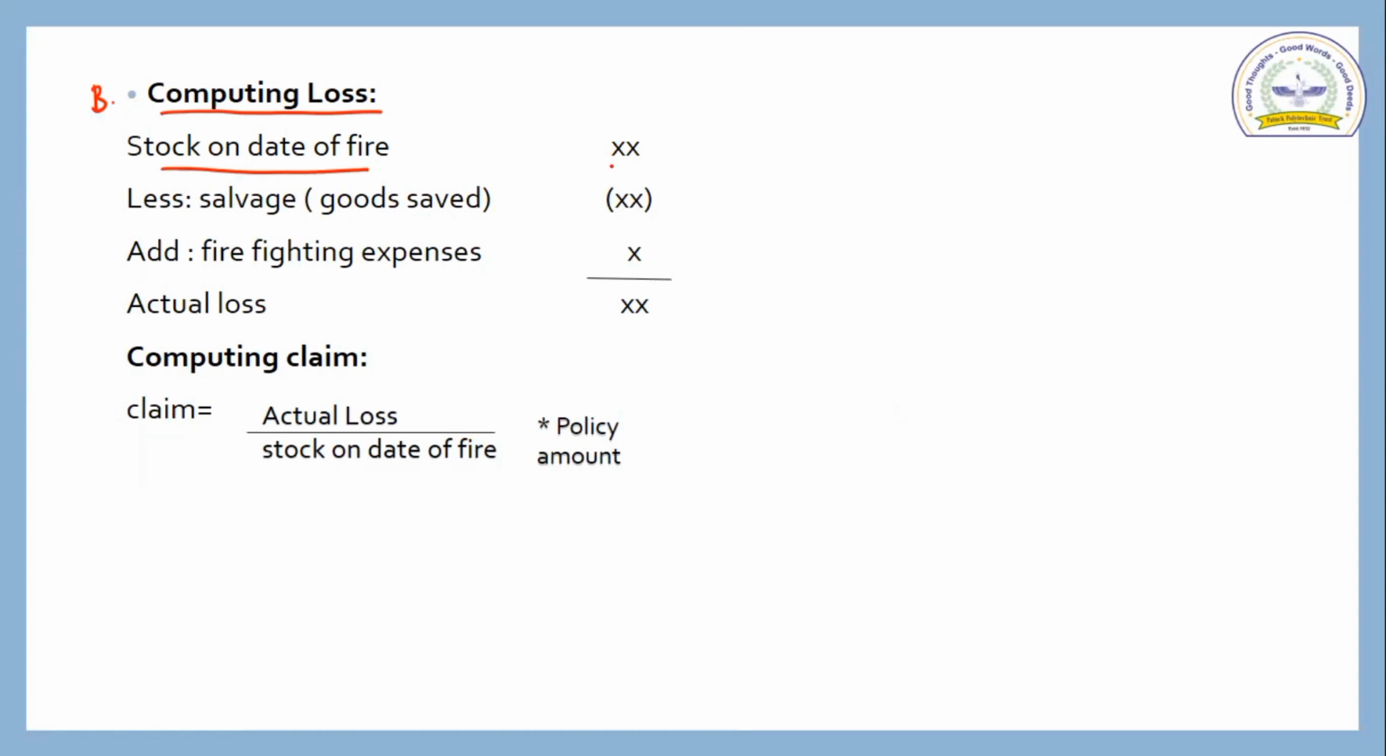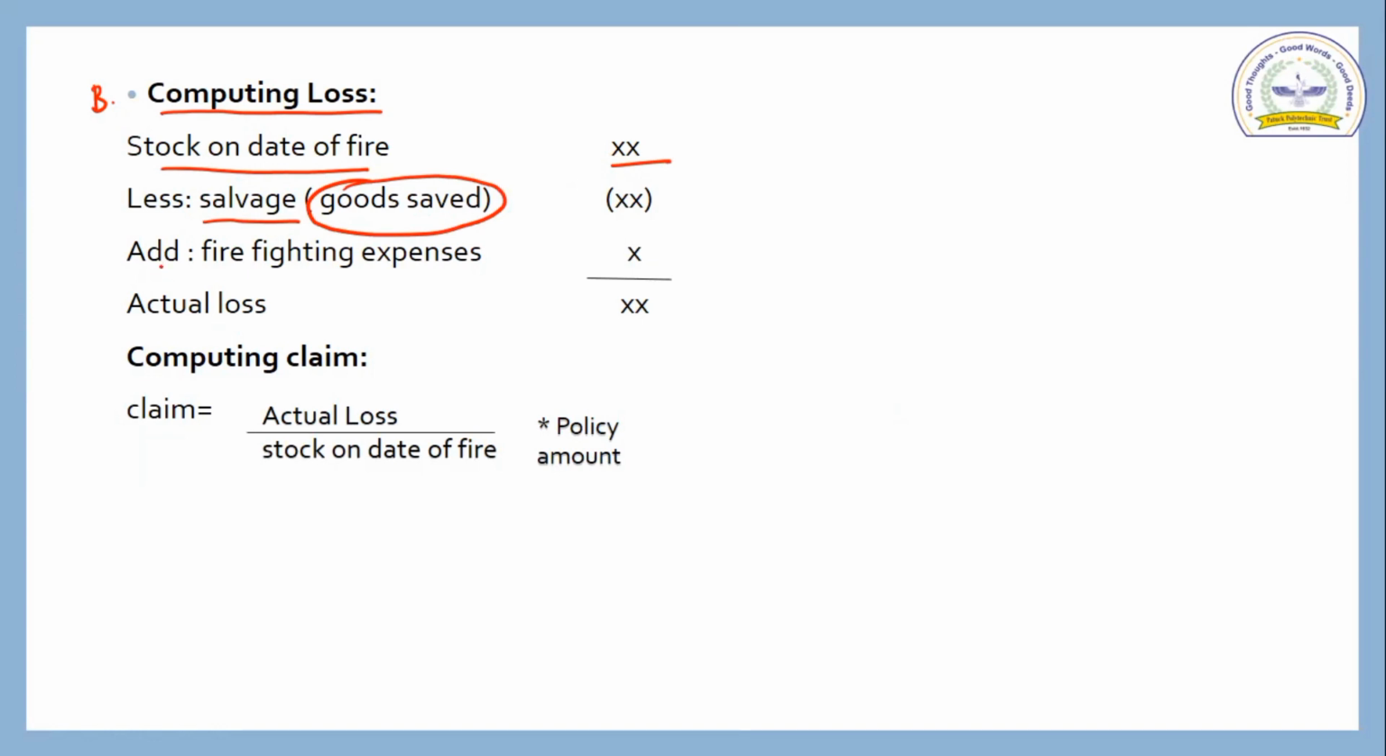Once you write the stock on the date of fire, out of that stock you are going to deduct the salvage. What is the meaning of salvage, student? The meaning of salvage is goods saved. So you are going to deduct salvage from the stock on the date of fire.